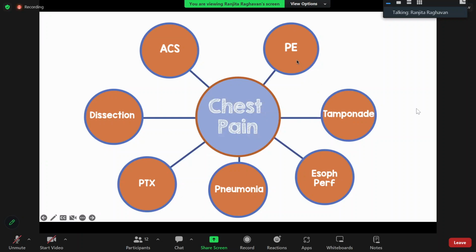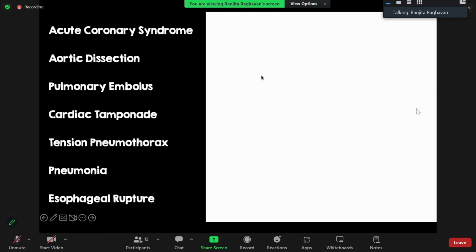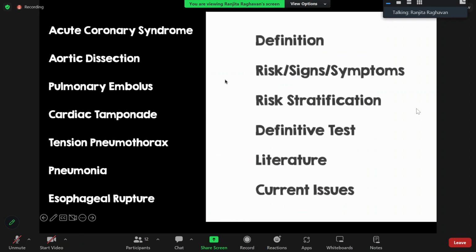And then knowing your dangerous diagnoses and understanding how you are going to decide if someone is high risk for them or not, and what tools will help you decide whether we need to do further testing. So we're going to go through each of these and just talk about them as well. All right.